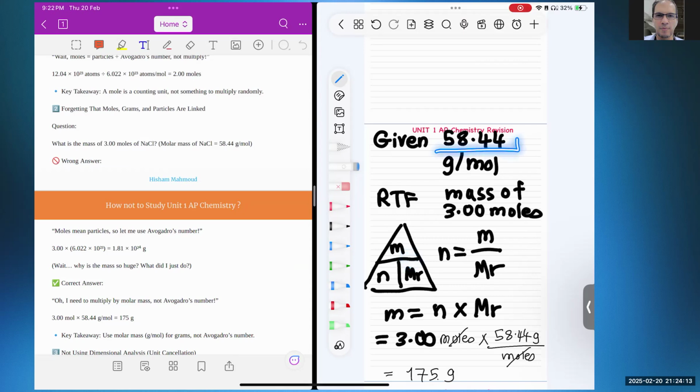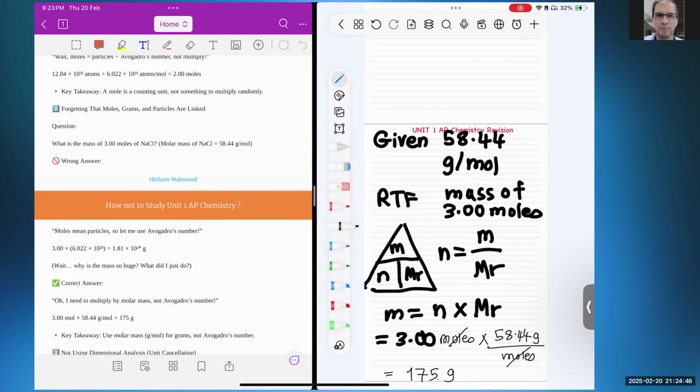Here I'm given the molar mass of sodium chloride, and I need to find the mass of 3 moles. You have the moles, you have the molar mass, you can simply get the mass. Again, mass is equal to the number of moles multiplied by the molar mass. It's equal to 3 moles multiplied by 58.44. Don't forget the units, grams per mole. You cancel the moles with the moles to get the answer in grams. 3 multiplied by 58.44 is equal to 175 grams.